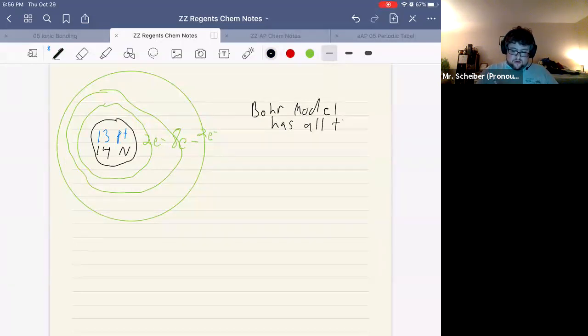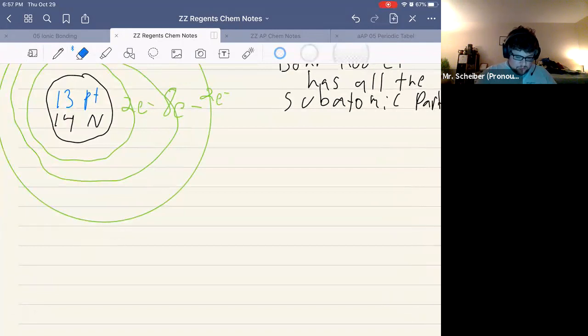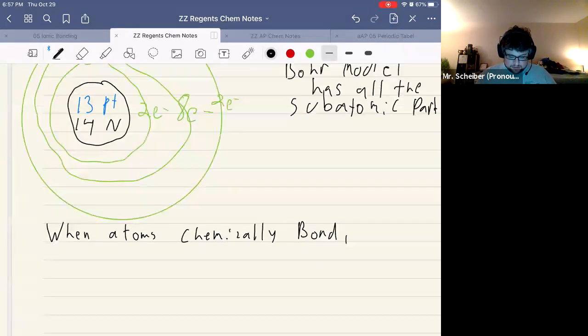Okay. Now, we know that the Bohr model has all subatomic particles, all the electrons, all the neutrons, all the protons. However, when atoms chemically bond, it's really only the valence electrons that are involved.